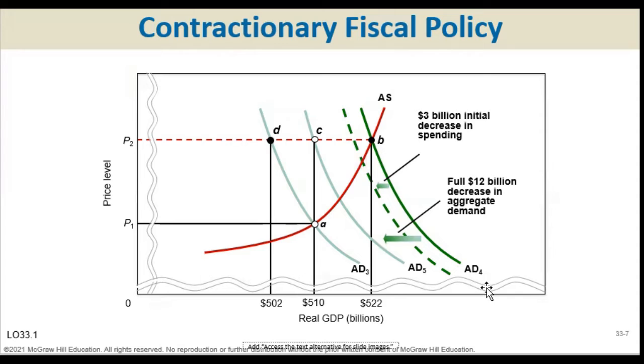So aggregate demand here will shift leftward. First, it will shift from AD4 to the dashed downward sloping curve to the left, and then all the way to AD5, with the price remaining at P2. So the economy will move from B to C, and the inflationary gap of 12 billion will disappear.